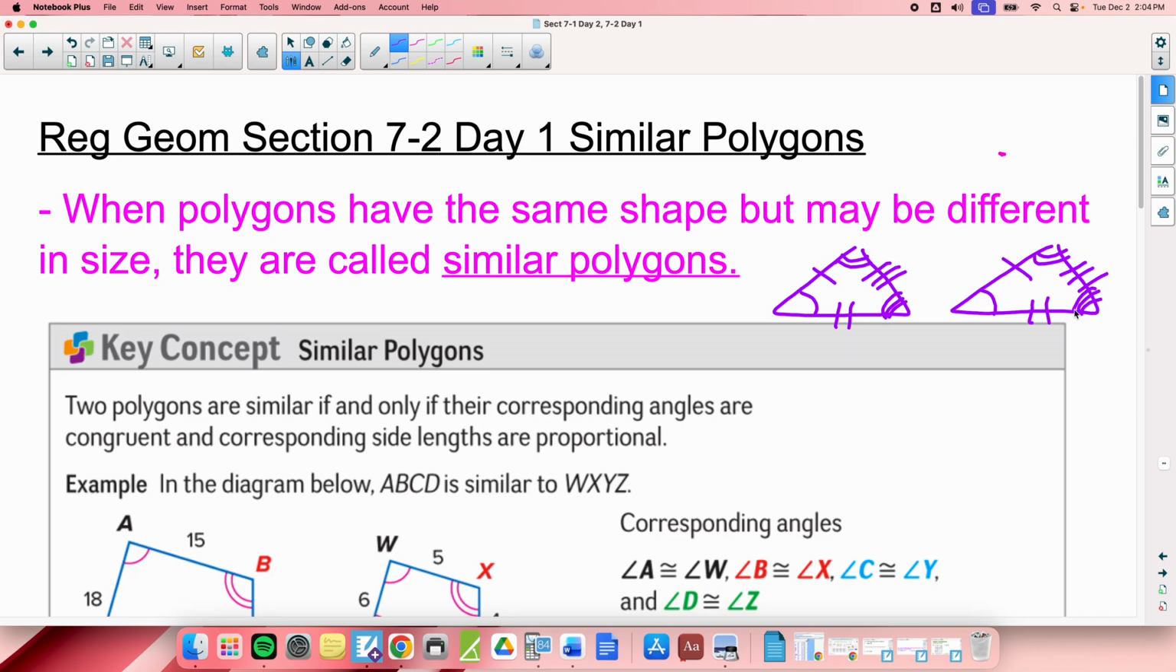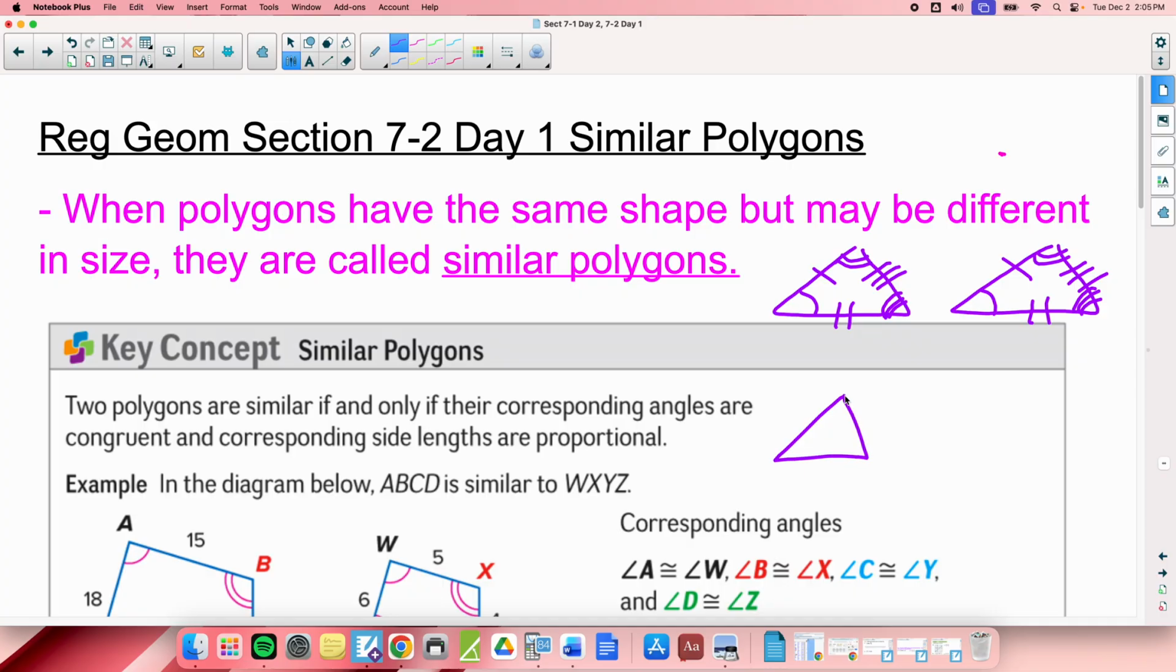There's also something called similar polygons. Today we talk about polygons. The rest of the chapter we're just going to deal with triangles. And what similar triangles are is if you took a triangle and you blew it up, it would be similar. Or if you took that triangle and you shrunk it down, it would still be similar. And what happens with similar triangles is this.